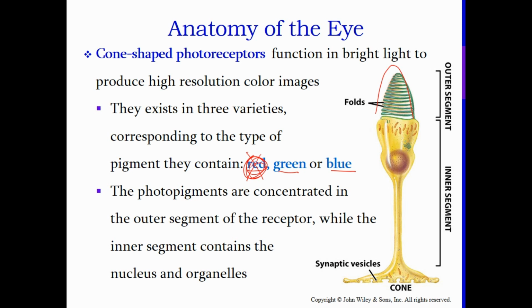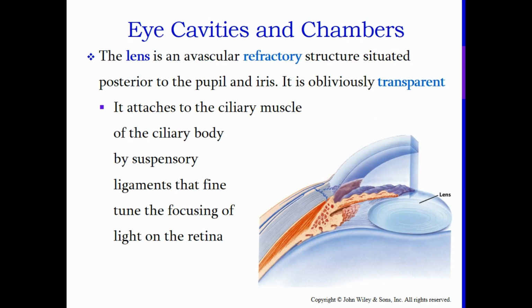The photopigments are concentrated in the outer segment of the receptor, while the inner segment contains the nucleus and the organelles. And so you can see the nucleus there, and you can see the organelles and the mitochondria. And of course, we all know what the mitochondria does for the cell.